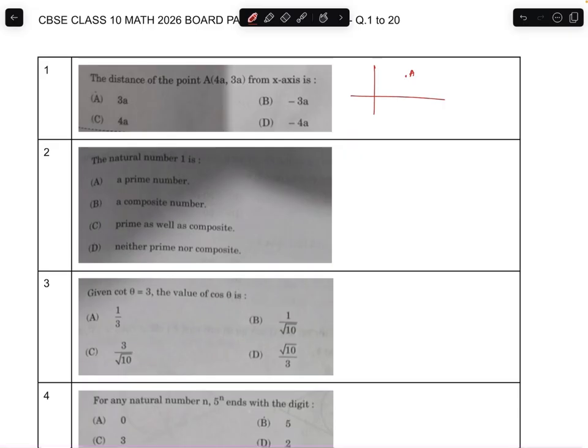Assume this is A and the coordinates of A is 4a, 3a. The distance of this point from the x-axis means this vertical height from the x-axis, which is nothing but 3a units. So the answer is option A.